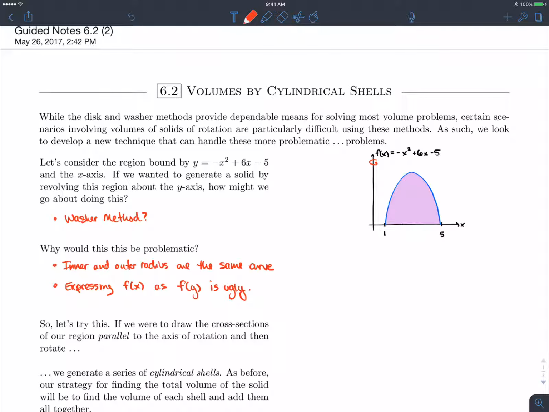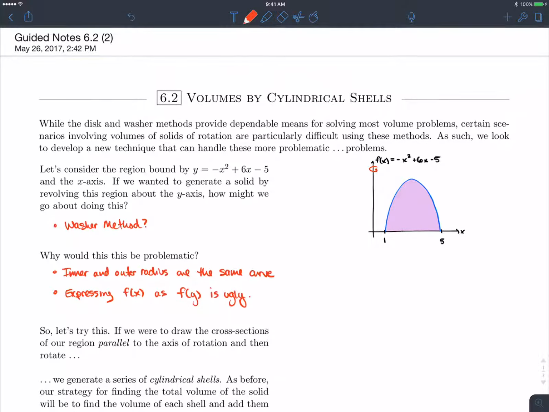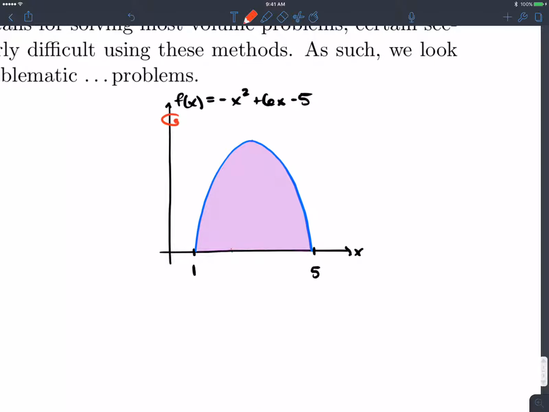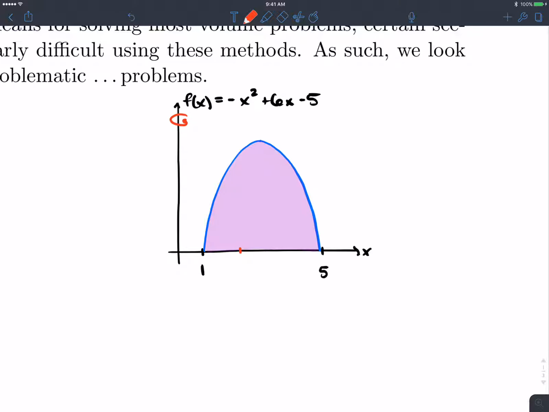So for these reasons, I think it's worth considering another way of approaching this problem. Rather than drawing that cross section perpendicular to the axis of rotation, what if we shifted it, and drew it parallel? So let's go ahead and try that next. If we pick a point on this region, let's call it x sub k, something between x equals 1 and x equals 5, and draw a cross section that is parallel to our axis of rotation.